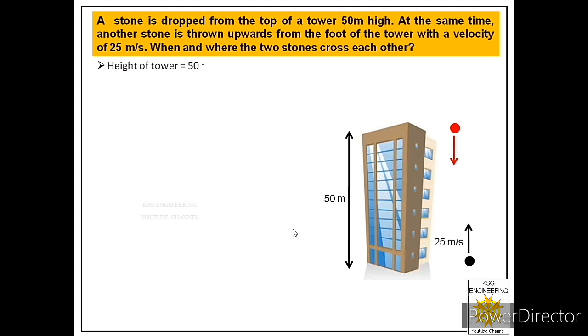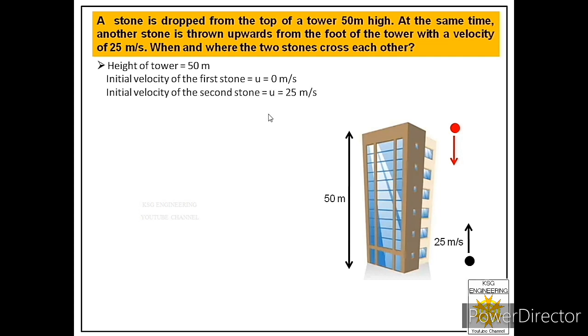So in this question, we are given height of the tower as 50 meters. We are given initial velocity of the first stone as 0 because in the question it is mentioned stone is dropped. So initial velocity is 0. And we are given initial velocity of second stone as 25 meter per second because it is mentioned that it is thrown upwards with initial velocity of 25 meter per second. Now let us assume this is the point at which these two stones will cross each other.